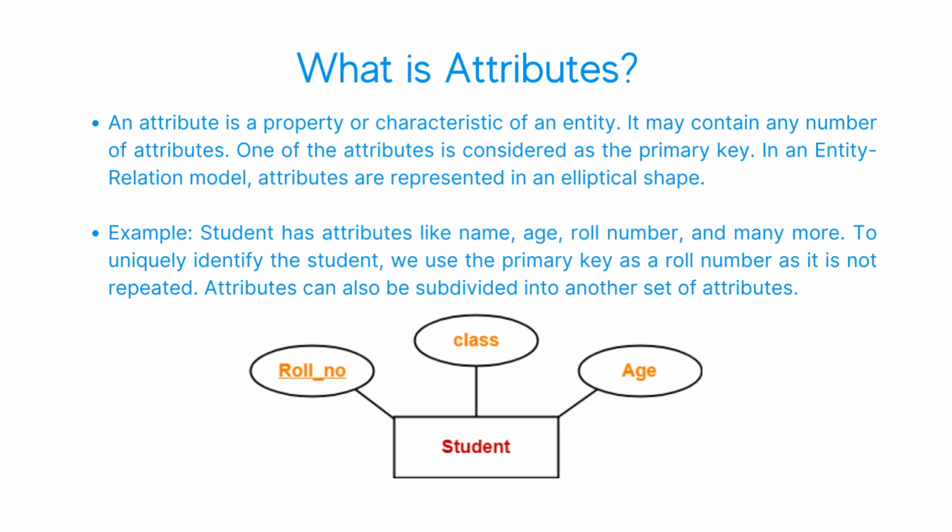For example, a student has attributes like name, age, roll number, and many more. In the diagram given here, a student has three different kinds of attributes. First one is roll number, second one is class, third one is age. The roll number of the student is the primary key for this student entity, because once you know the roll number of the particular student, you can identify other information through the database. So this is very important in every database.